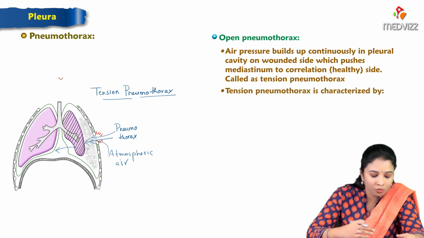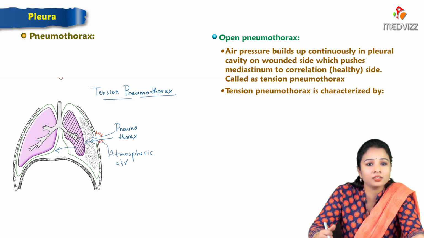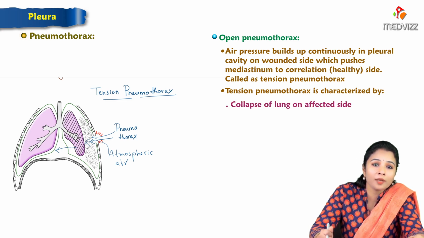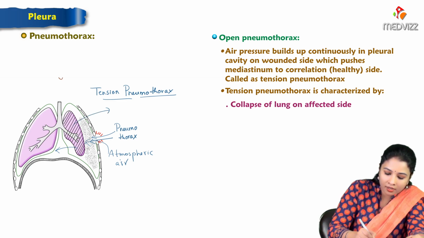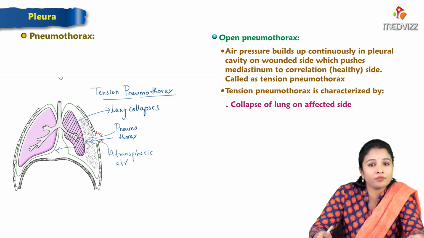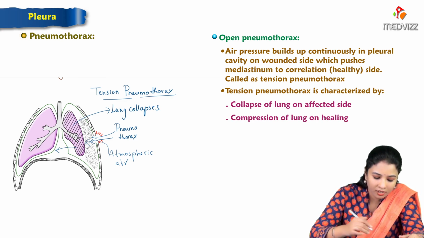In tension pneumothorax, we see the mediastinal structures pushed towards the healthy side, and there will be collapse of the lung on the affected side. So on the affected side the lung collapses, and there will be compression of the lung on the healthy side.